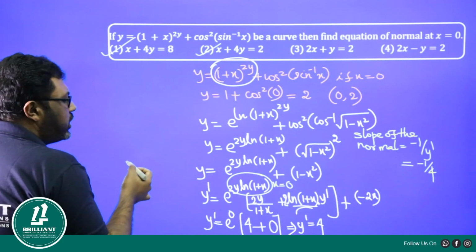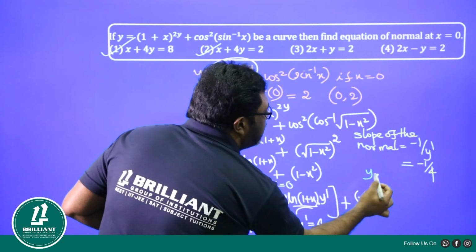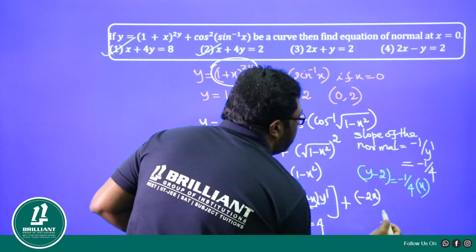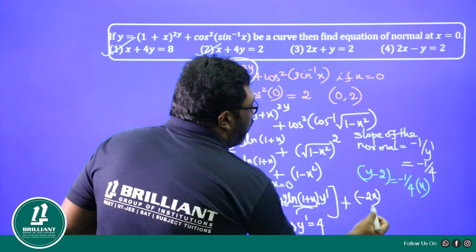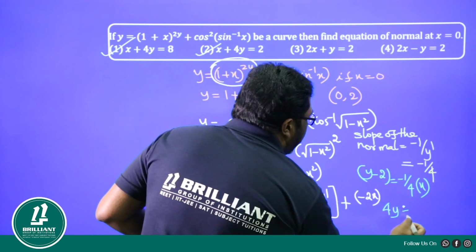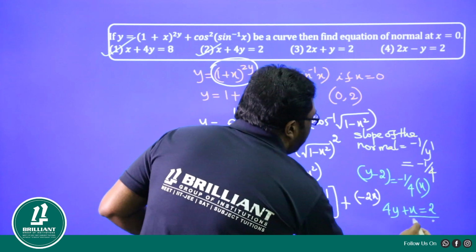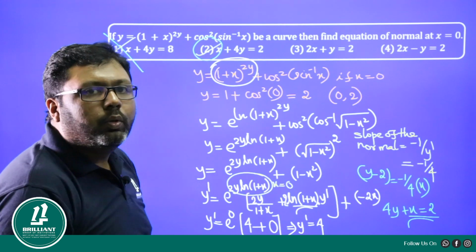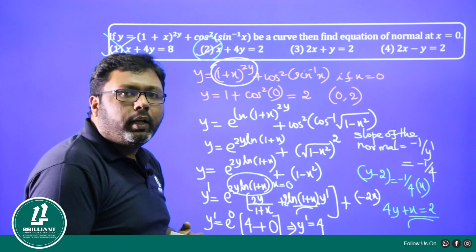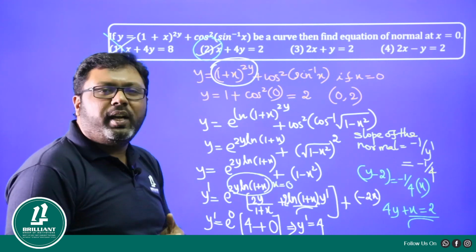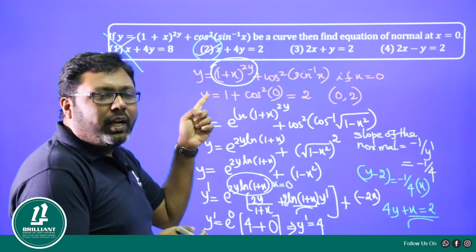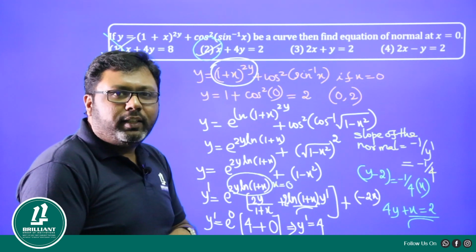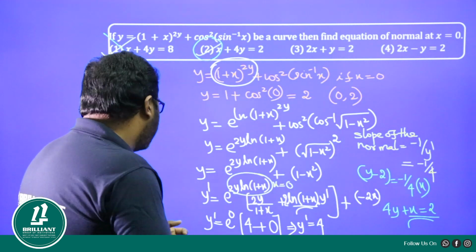You can substitute that in the equation of a line, y minus y1 is equal to minus 1 by 4 into x minus x1, which is 0. So this is 4y plus x equals 2. So this is not the answer; this is my answer, option 2: 4y plus x equal to 2. Because both of them were having a slope of minus 1 by 4, I had to go after that. Otherwise, I would have directly said option 2 if only one was having that answer. Understood? Yes. Now we'll go to the next question.